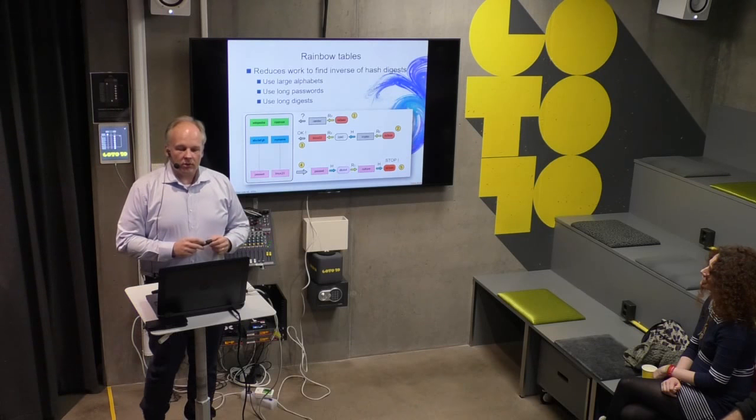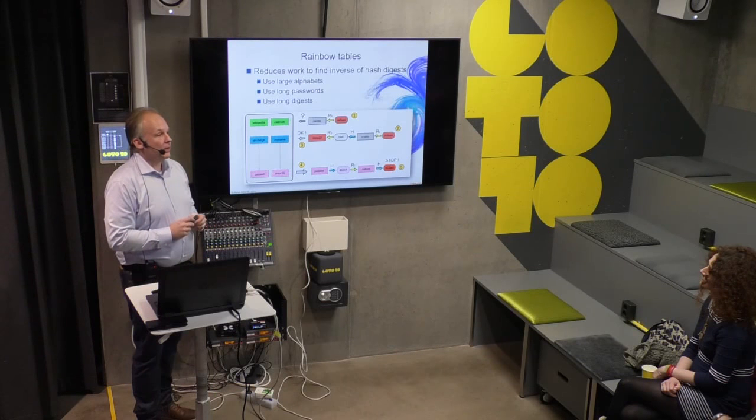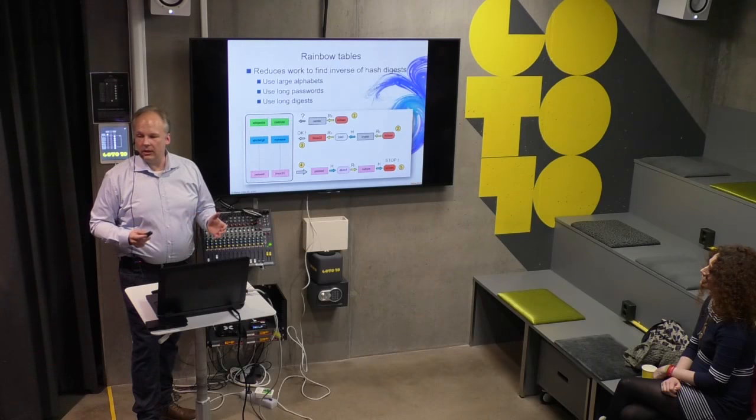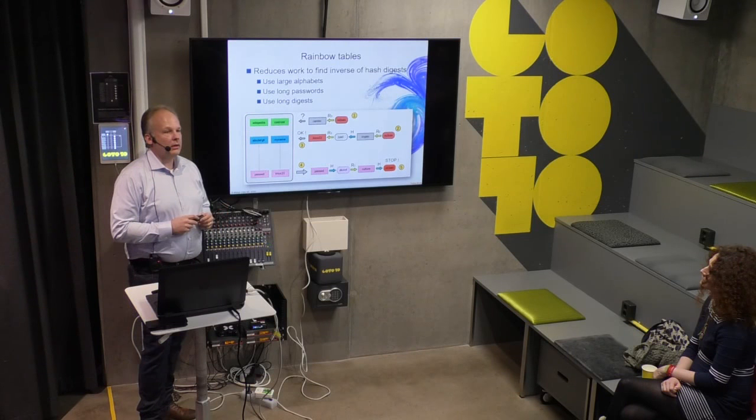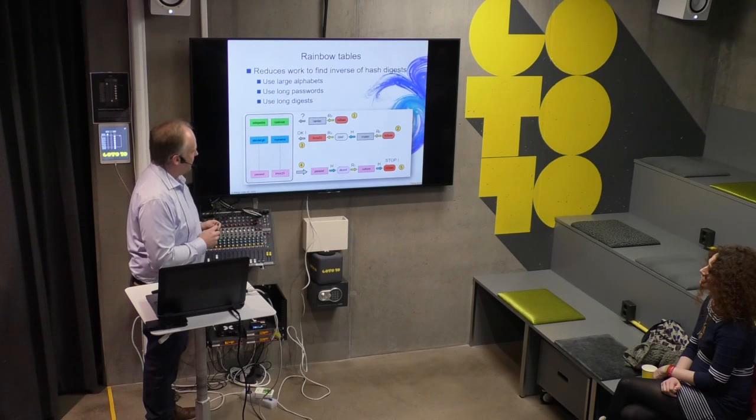So rainbow tables is one method to break hashes. So never believe a hash by itself is non-reversible.